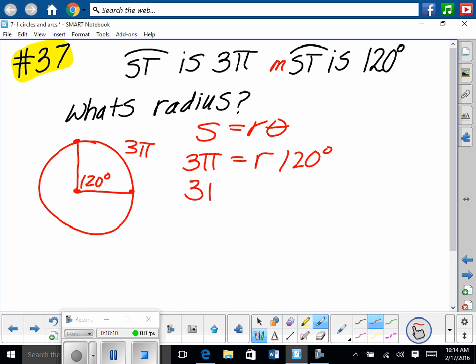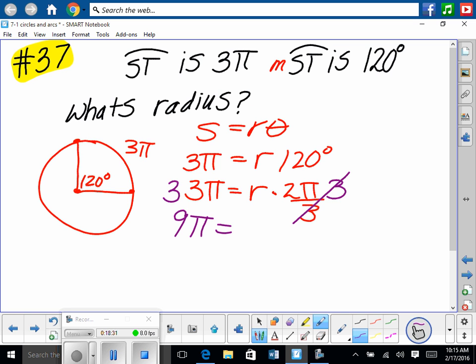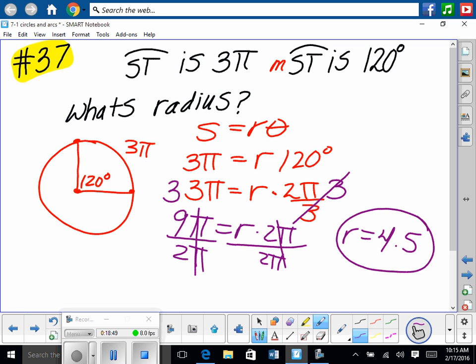So we have 3 pi is equal to radius times 2 pi thirds, because 120 degrees in radians is 2 pi thirds. Now solve for radius algebraically. Does everybody see what I'm doing? Multiply both sides by 3. So we have 9 pi is equal to R times 2 pi, right? Divide by 2 pi. Pi divides out. 9 divided by 2 is 4.5. So our radius is equal to 4.5, or 9/2. Does that make sense, everybody? Okay.